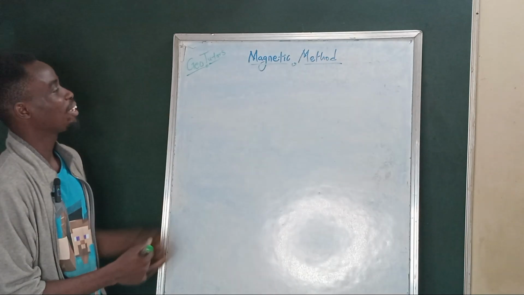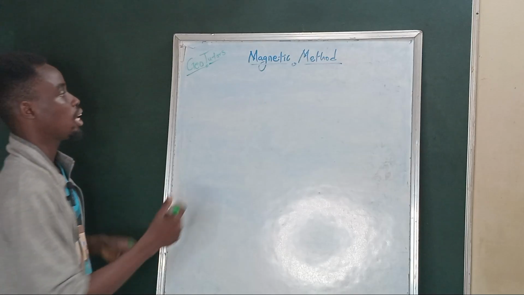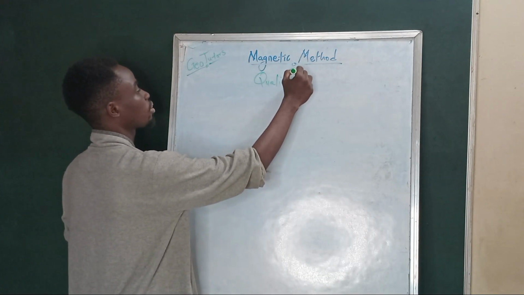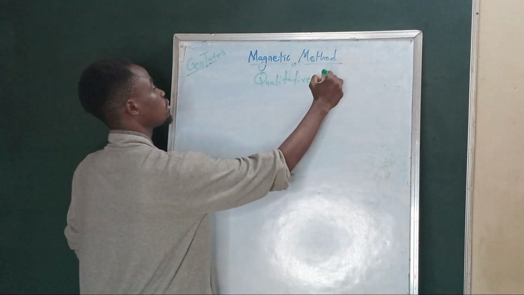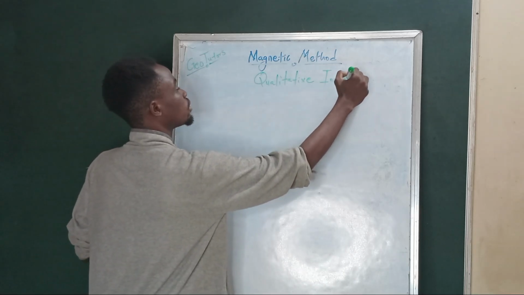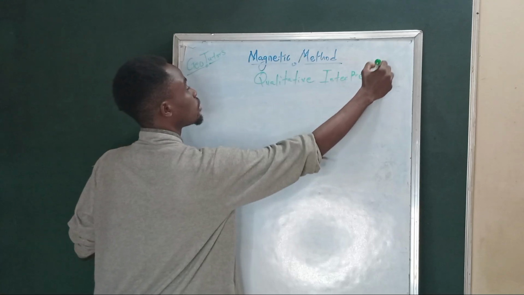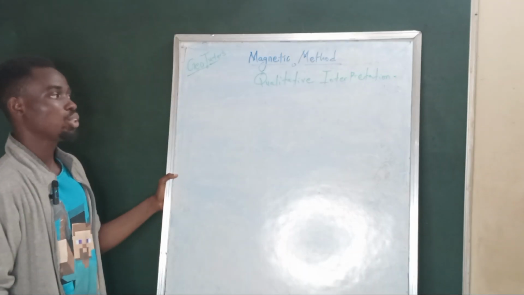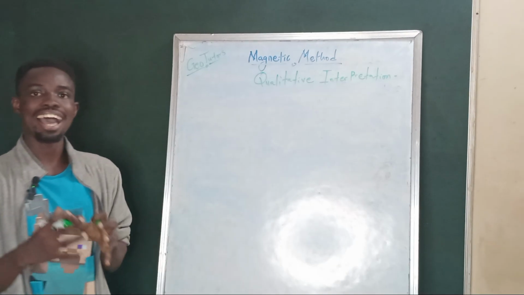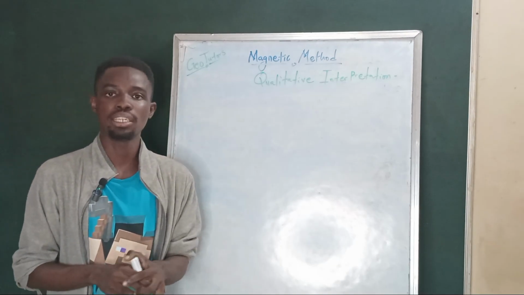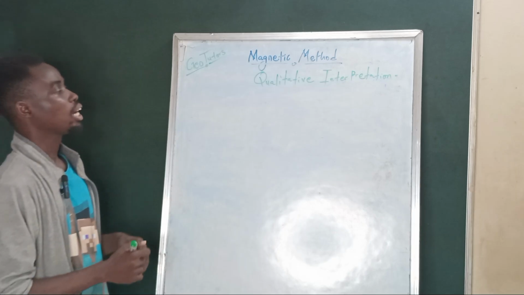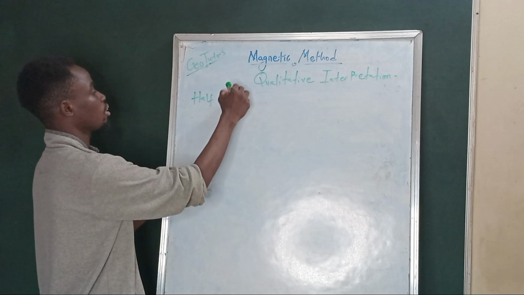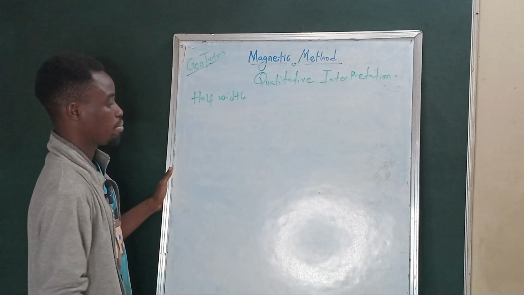On today's episode, we are going to be discussing the magnetic method and the qualitative interpretation of magnetic data. In the very first video, we're going to discuss how to find the half width of a magnetic residual anomaly.